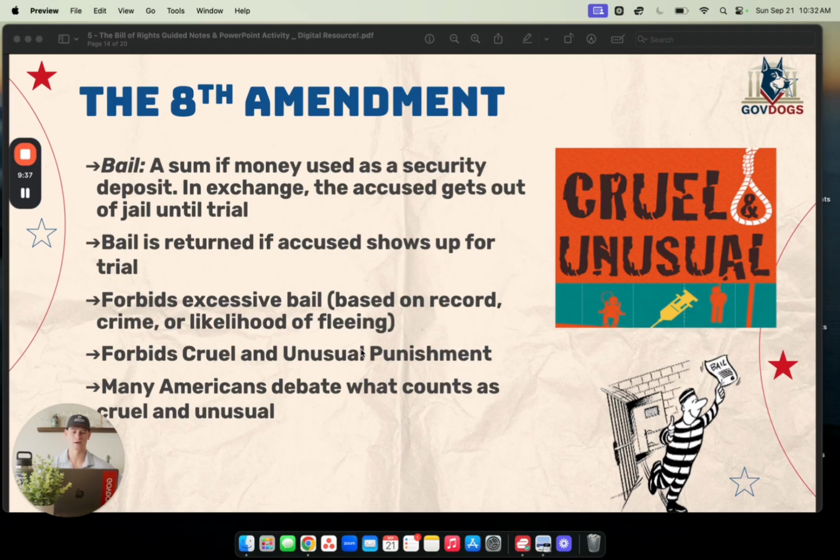Many Americans debate what counts as cruel and unusual. So hanging you upside down from your toenails might be a cruel punishment for stealing a pack of gum from a gas station. Also, the bail has to fit the crime. If you stole a pack of gum, bail probably won't be $1 million. But if you kill somebody, you probably won't get bail. If you steal a car, maybe your bail is $100,000. So the bail has to fit the crime and, again, protects against cruel and unusual punishment.